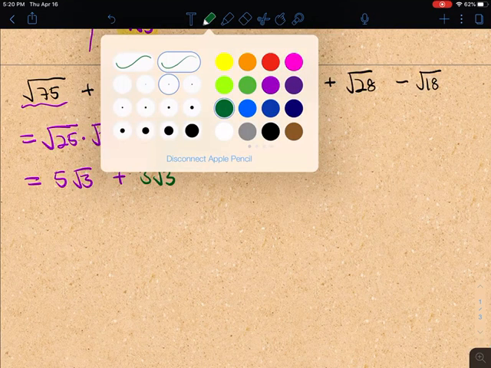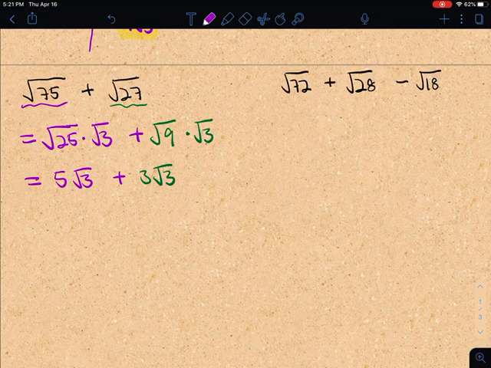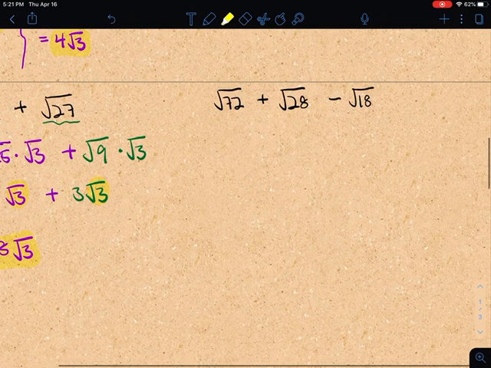Okay, so with the radicals, it's kind of like combining like terms. We can only add or subtract these when we have the same thing underneath the radical sign. So if I have root 3 and root 3, now I can add them. So 5 root 3 plus 3 root 3 is 8 root 3. It's like adding 5x and 3x. That'll be 8x. So same thing with the square root. We can only add those if we have the same thing underneath the square root sign. Those are going to be like terms.